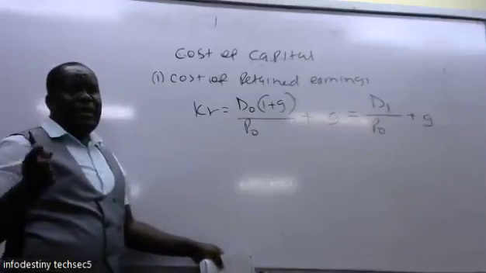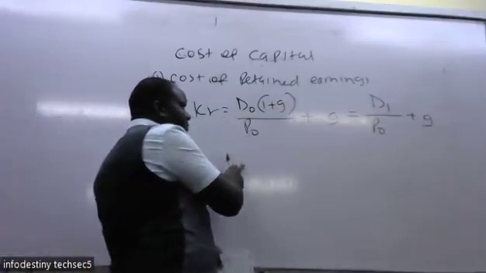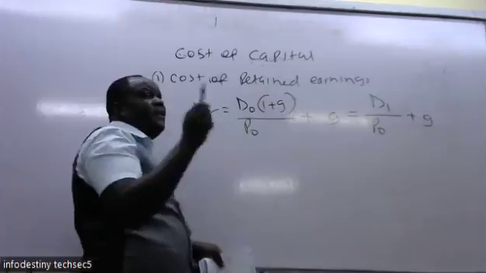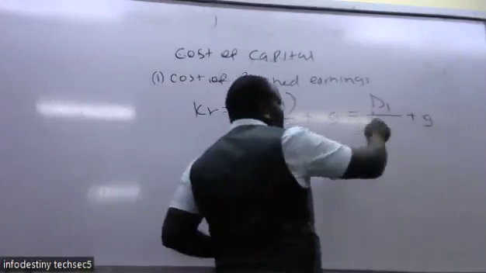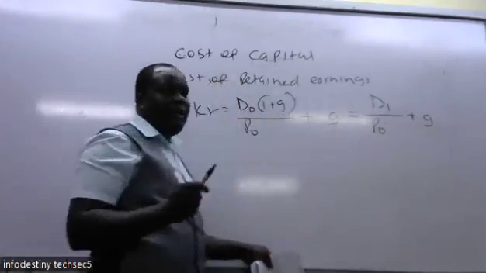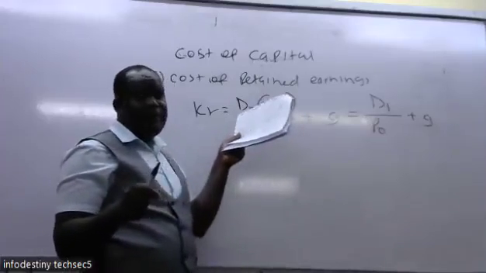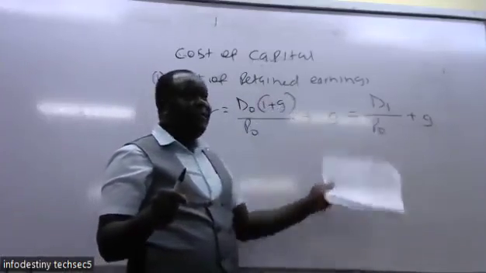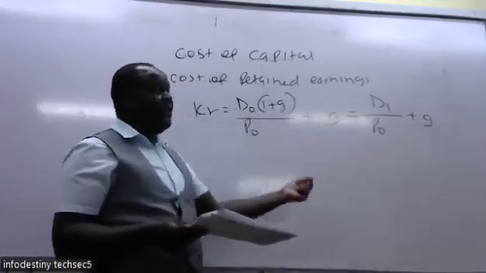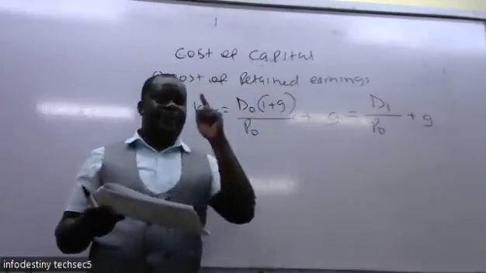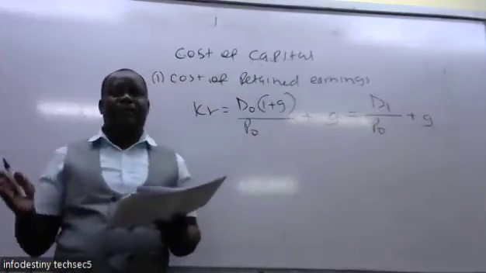Another thing I would also like you to remember: D0 is the last dividend that was paid. D1, I said, will be the next dividend to be paid. So don't mix up D0 and D1. We have said that D0 should be the last dividend that was paid, and D1 must be the next dividend to be paid.